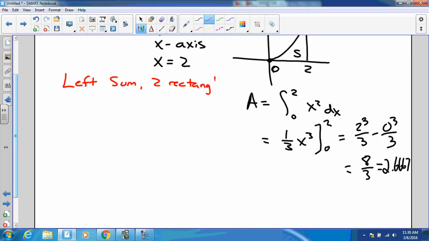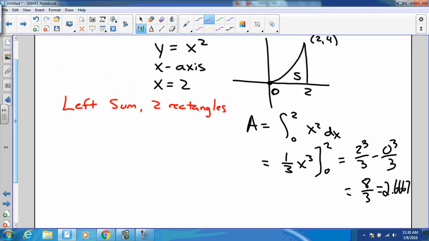We're going to do a left sum with 2 rectangles to estimate. If we do a left sum with 2 rectangles, that means we're going to need to divide up our interval from 0 to 2 into 2 equal pieces. Of course, that means each piece would have a size of 1. Our delta x for an equally spaced left sum, right sum, or trapezoidal sum will be b minus a over n, 2 minus 0 over 2.